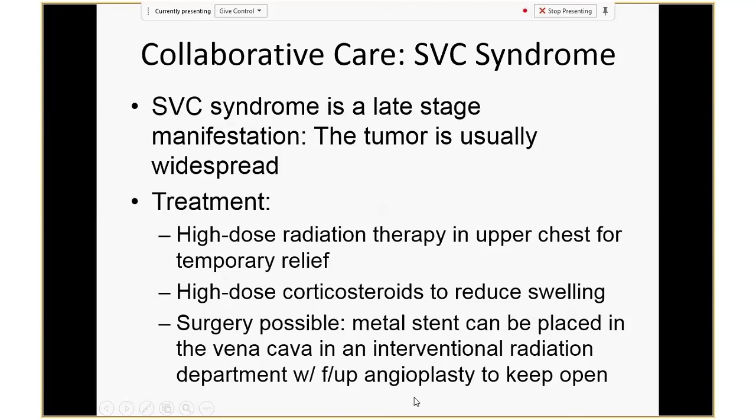So the treatment for this is going to be very high dose radiation therapy in the upper chest. We're going to give high dose corticosteroids to reduce that swelling, so then you're not being obstructed and not having hypoperfusion. Potentially, if those two do not work, we will do surgery to put a stent inside the superior vena cava, and that's just going to open it up so our circulation is not cut off.